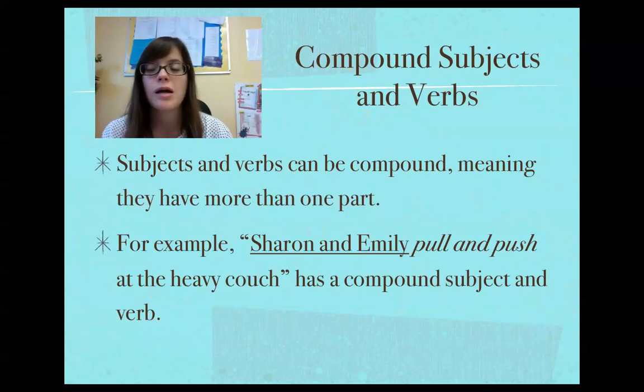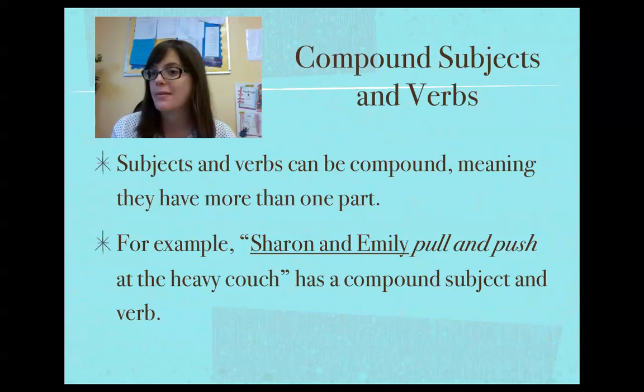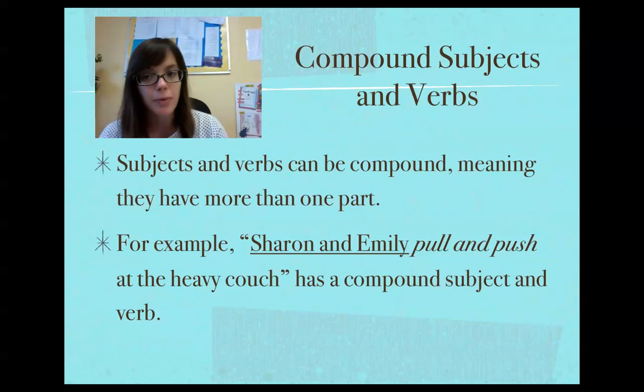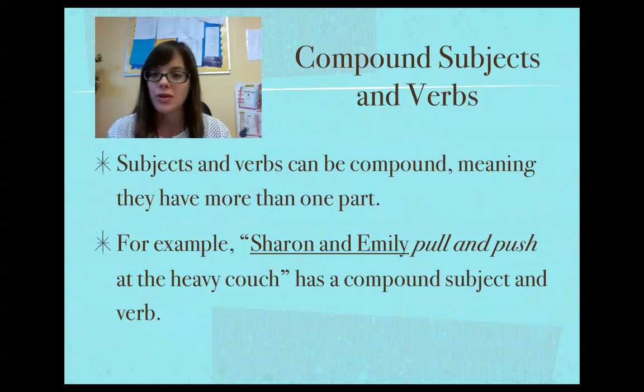Alright, one last thing I want to talk about. There's not always just going to be one subject or one verb. Sometimes we'll have something called compound subjects and verbs, meaning there's more than one. So let's look at this example. Sharon and Emily push and pull at the heavy couch. So we see we actually have 2 subjects here, 2 people who are performing the action, Sharon and Emily. Alright, and then we see they're actually performing 2 actions, push and pull. Okay? And a lot of times when you have compound subjects and verbs, you'll see them joined by an and or, just like you do there.